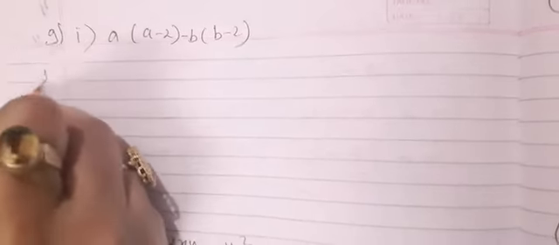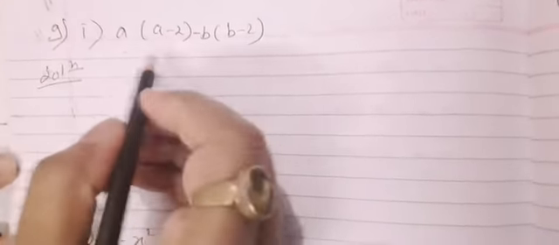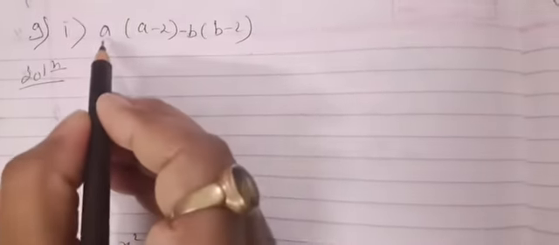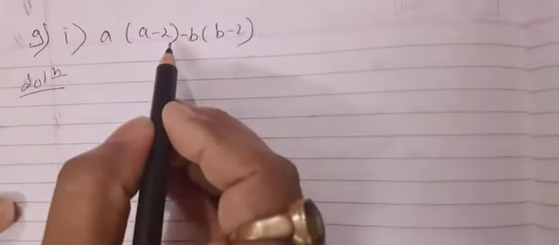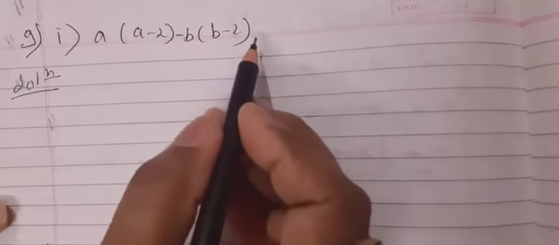I'm going to solve question number 9 and I will continue till 12th number. So let's see what is given. This question is of exercise 4.3 and the chapter is factorization. Our question says: factorize the following expression. The expression is a(a - 2) - b(b - 2).